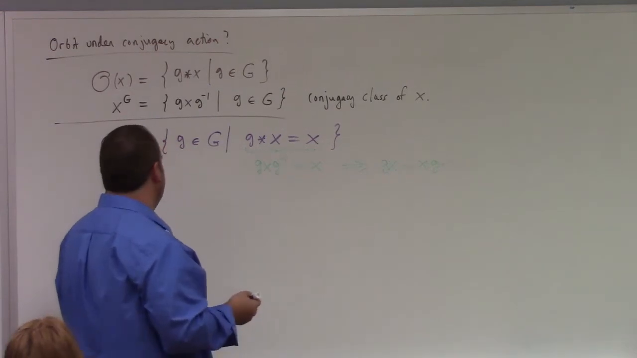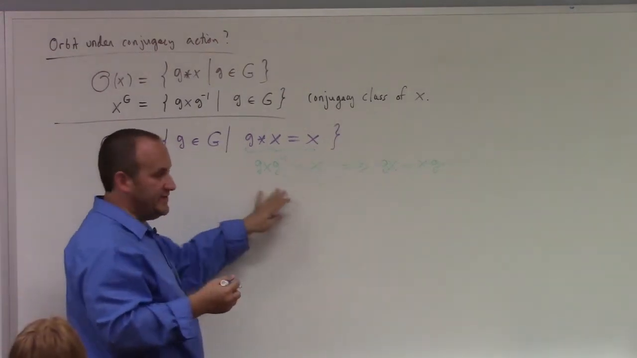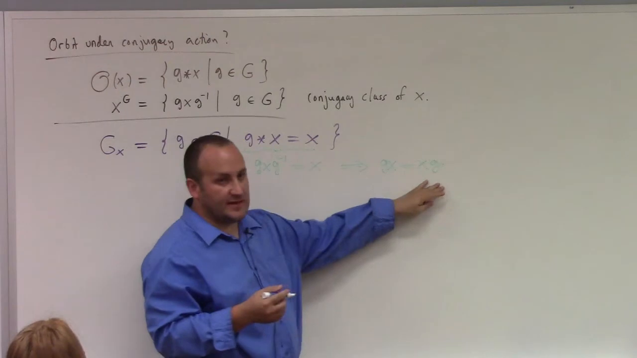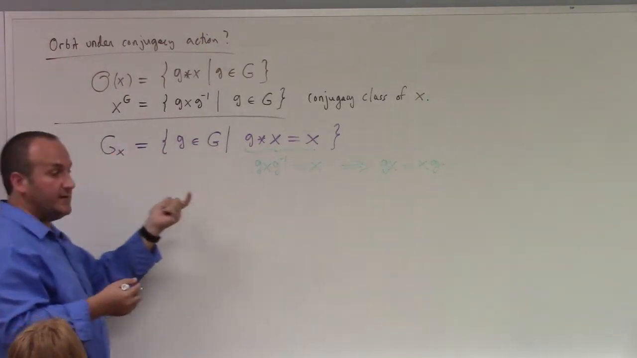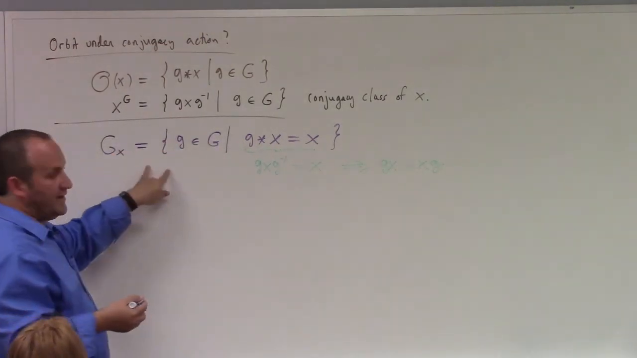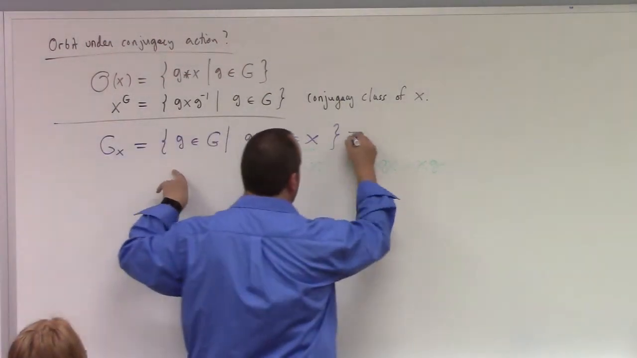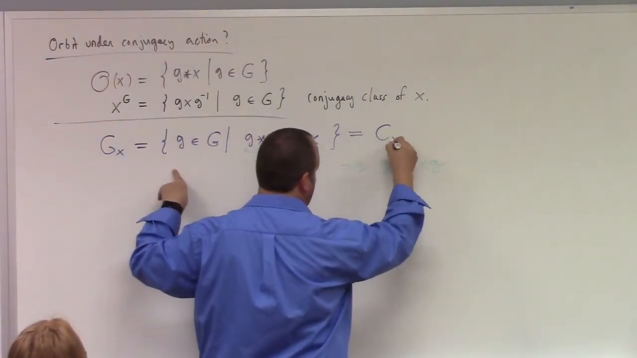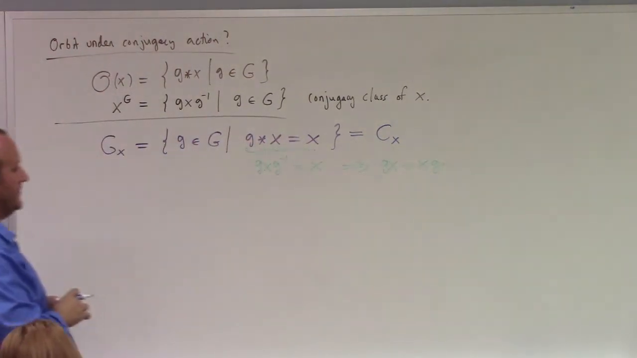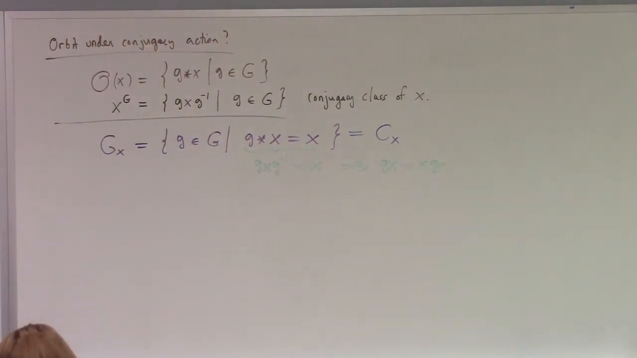Okay, so anyway, the point is you should recognize this condition. This is the condition that X commutes with g, right? And so in other words, the centralizer under the conjugacy group action is nothing more than the centralizer of X. So the stabilizer is the centralizer in this context, all right?